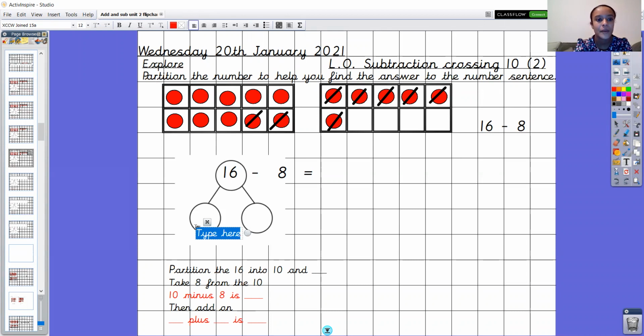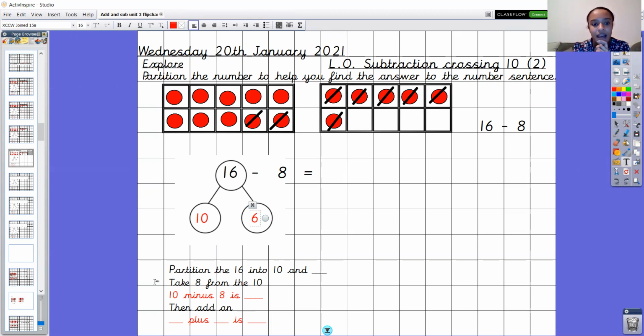So I'm going to put the 10 in one part, a bit bigger. What's my other part? If 10 is my 10's number, I've got 1 ten. How many ones have I got? I've got 6 ones. Okay, so I partitioned my 16 into 10 and 6, 1 ten and 6 ones. Now I want to take 8 from the 10, it says.